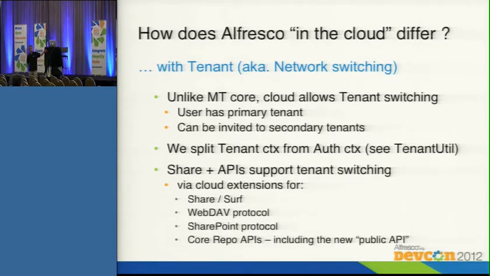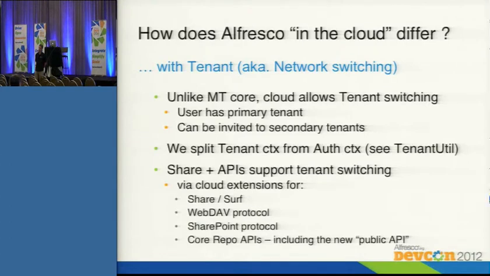And what we've done is, before I mentioned the authentication context, your login basically drove the fact that you belong to a tenant. That tenant ID identified which tenant you belong to. With the cloud, it's different because now you belong to what we call a primary tenant, which is the same as before. The primary tenant is basically based on your email address. But now you can be invited into multiple secondary tenants. And the thing for us is that we then need to be able to pass that tenant context in some other way. And I mentioned that protocols like WebDAV, or CMIS, or even Share don't provide that support. So what we've done is extend all these areas to allow us to switch the network.